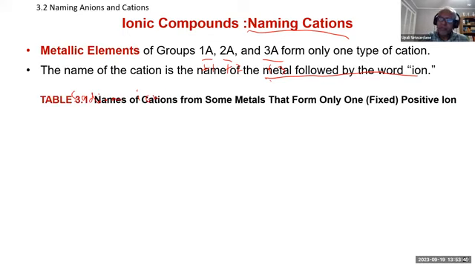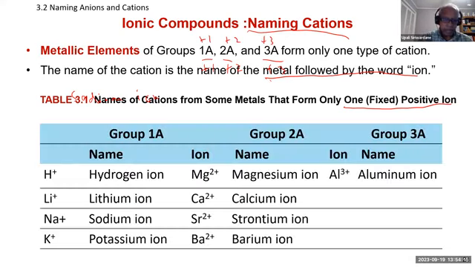The name of the cation is the same as the metal. The charge is fixed. These 1A, 2A, 3A metals have fixed charges. 1A always has positive 1. 2A has positive 2. 3A has positive 3. So these are the names of cations that are commonly found.